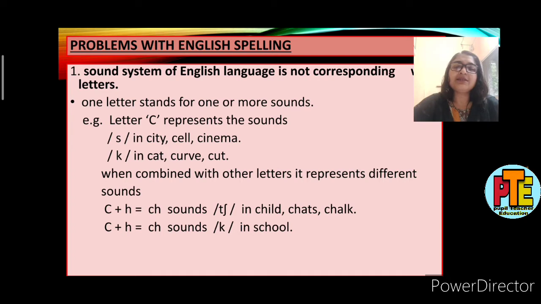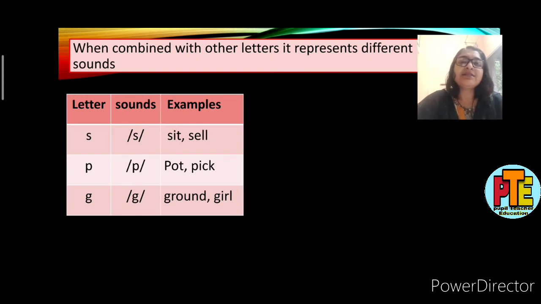The same letters CH are pronounced as K in school. When the same letter is combined with other letters, it represents different sounds. For example, we will observe the first table. Letter S is pronounced as S in sit, sell. Letter P is pronounced as P in pot, pick. Letter G is pronounced as G in words, ground, girl.